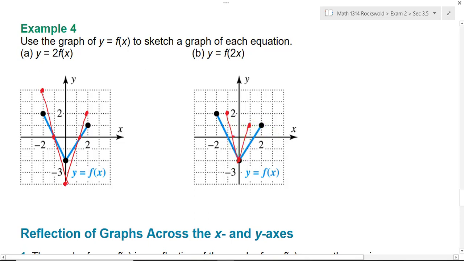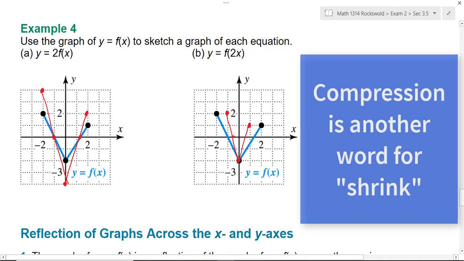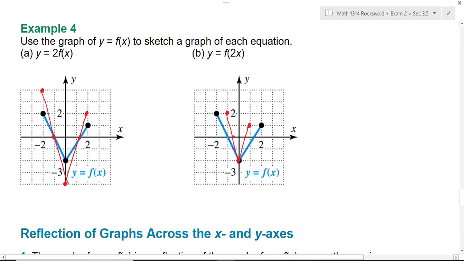So you see how it's a horizontal compression because this number is bigger than 1. The 2 there is bigger than 1. So this one was a horizontal shrink, and this one was a vertical stretch. This is something that you need to commit to memory. These transformations need to be memorized. I'm just going to assume that you know how to do them.